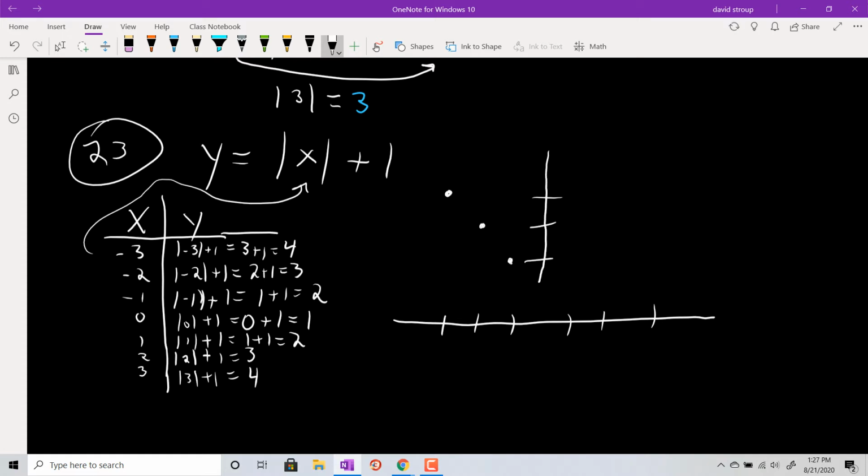This little button on this pen I'm using clicks like that, and it erases everything. Anyway, (0, 1), (1, 2), (2, 3), (3, 4). Okay, so it looks like a V shape, and there it is. Okay, so there's the graph.